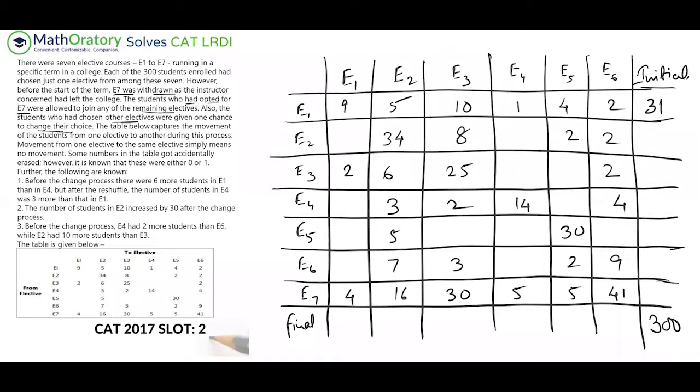34 and 8 is 42, and a couple of 2s, so that is 46. But there might be something more, so I'll indicate that by something like this. Whichever row and whichever column has some blanks, I'll just put a plus and something. So 2, 6 is 8, and 25, 8 plus 2 is 10, and 25, so that is 35.